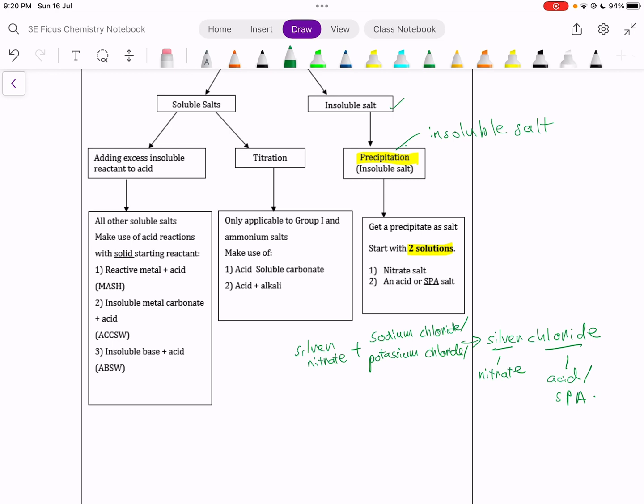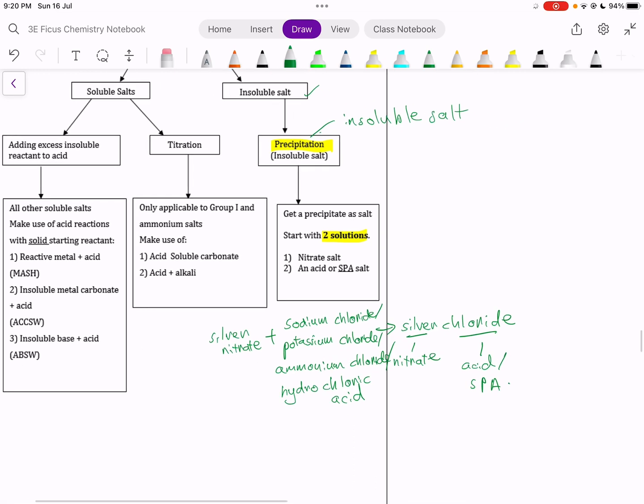Okay, then what else can you use? Ammonium chloride is also possible. Last but not least, of course, you can use dilute hydrochloric acid. Okay, so for example, let's say you decided to choose sodium chloride. The other product that you get, but that's not the most important, it's a byproduct, is sodium nitrate.